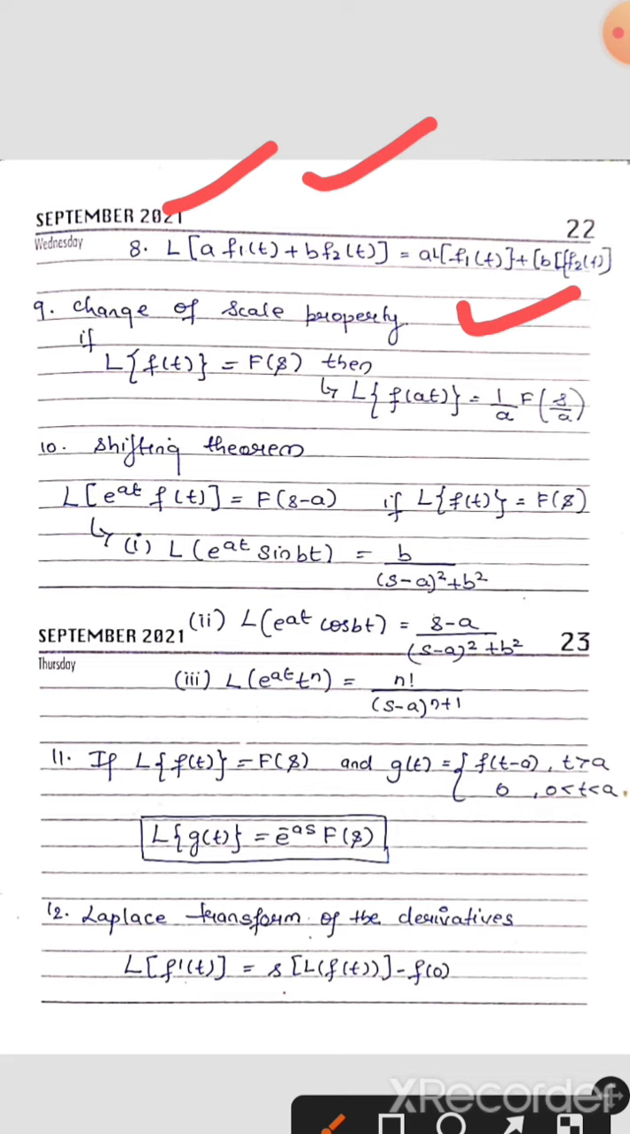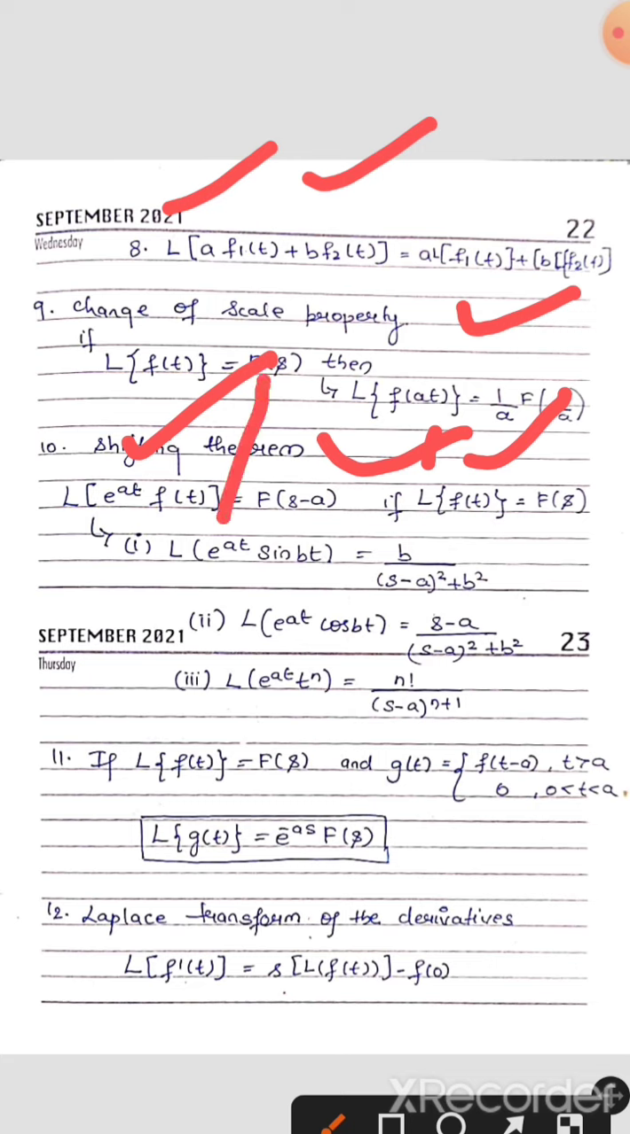How to solve it? If the Laplace transformation of the given function is equal to capital F of s, then replace the function with the scaled function, that is f of a t. Then the formula reduces to 1 by a times F of s by a. Now next, the shifting theorem: Laplace transformation of e to the power of at f of t is F of s minus a, if the Laplace transformation of f of t is F of s.